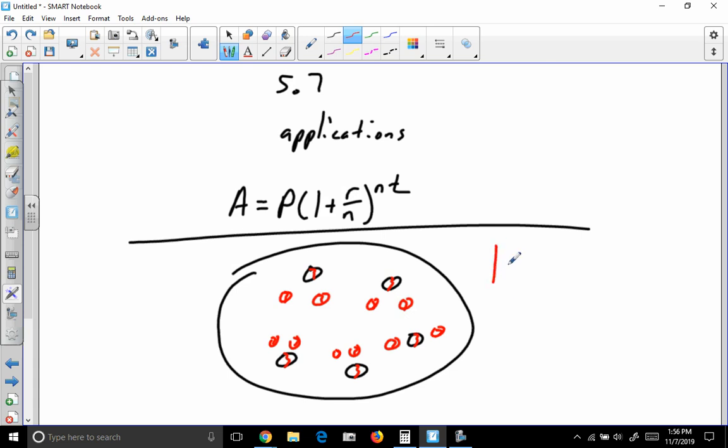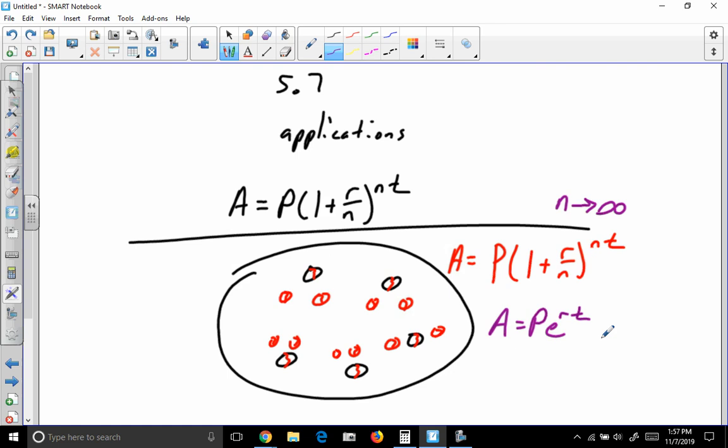So if we look at our compounded interest formula, our growth formula, if we let the number of times that growth occurs per cycle, N, become more and more often, then we're letting N get bigger and bigger and bigger. So N is effectively going to infinity. So this formula turns into A equals P times E to the RT.